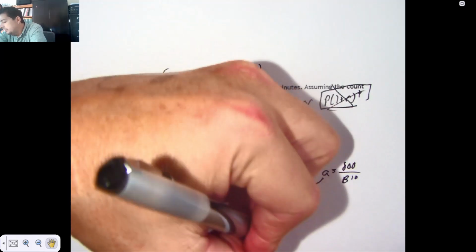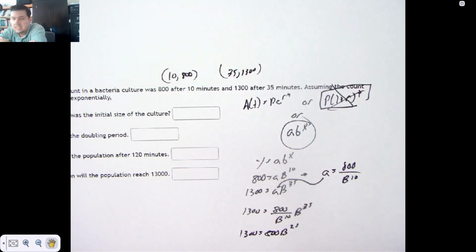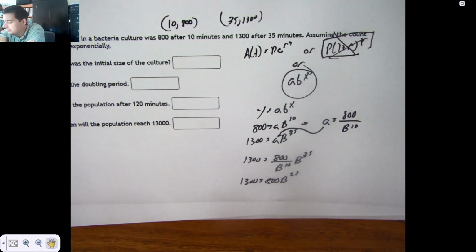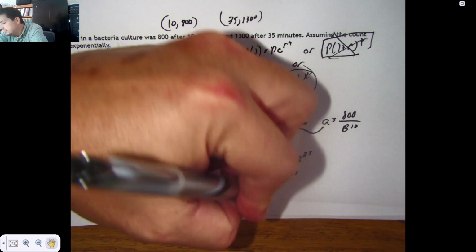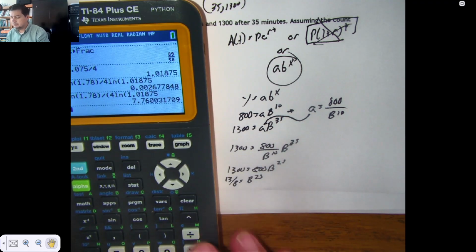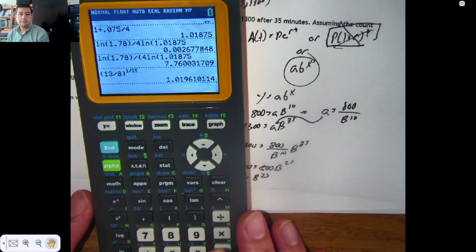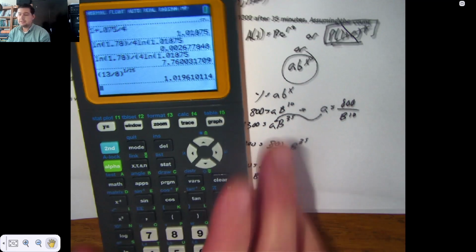Cleaning it up a little bit, we get 800 b to the 25th. God, this thing's going to be horrible, isn't it? It's going to be really, really ugly. Anyways, 13 over 8 is b to the 25th power. So take 13 over 8, raise it to the 1/25th power, and there is my b value. That's per minute, by the way. B is about 1.0196.